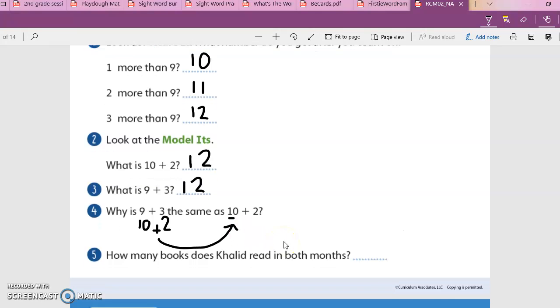So all of this to answer the question, how many books did Khalid read in both months? He read 12 books. But remember, we always want to label our answer. 12 books.